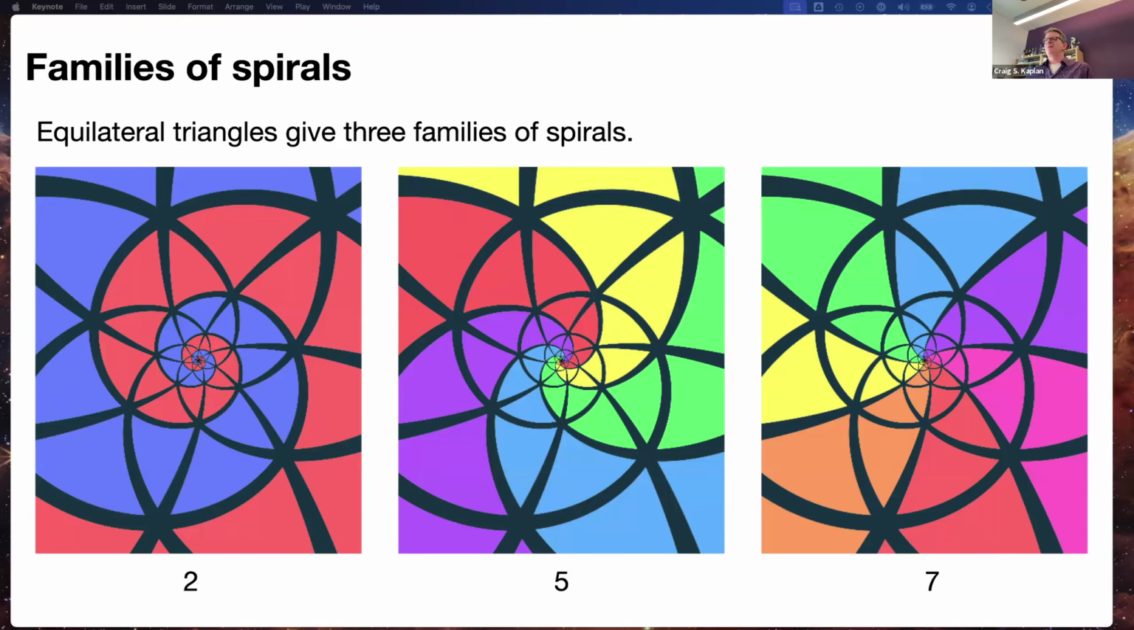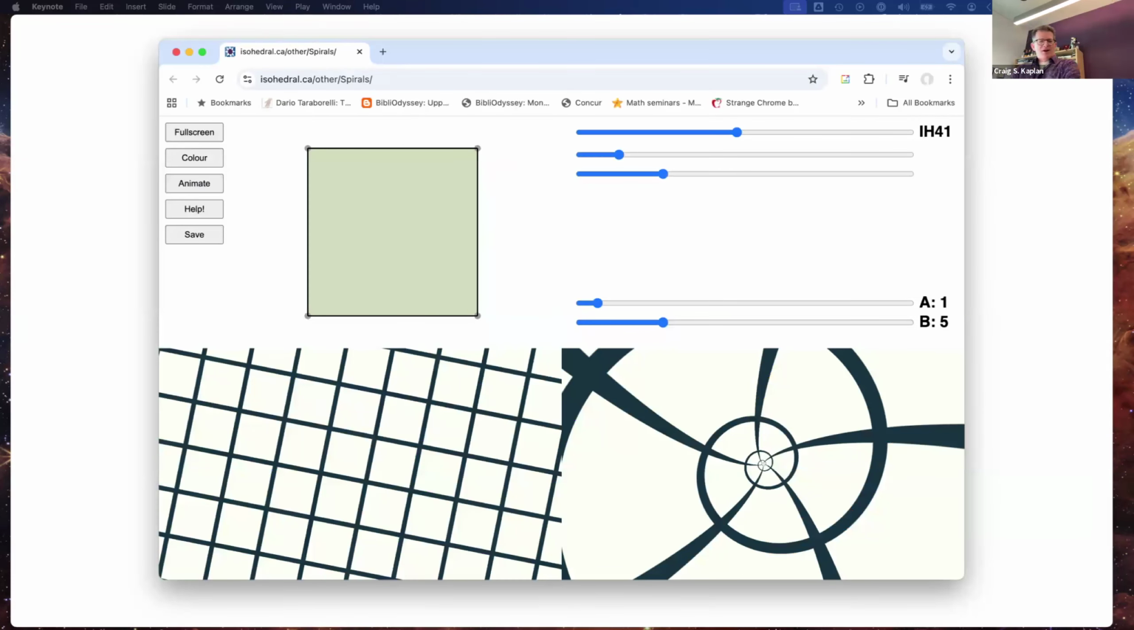So here I have 2 families in one direction, 5 in another, and 7 in another for this particular anti-Mercator equilateral triangle tiling. And I was too lazy to work out, based on A and B, you should be able to calculate the exact number of spirals you get in all 3 directions. But it just occurred to me the other day and I didn't work out how many exactly. Exercise for later.